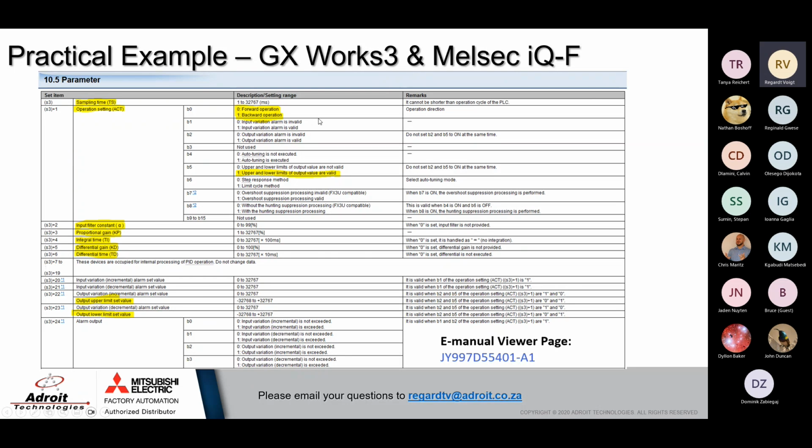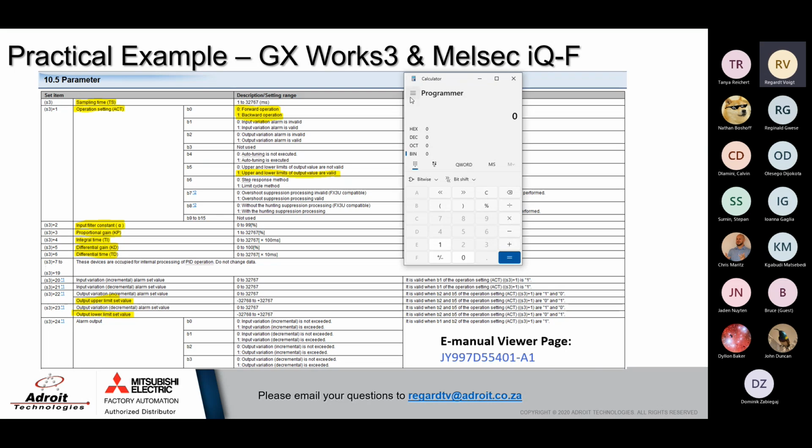We use hexadecimal conversion. So if we open a calculator here, and we select the programming calculator, we're going to put in bits, so it's binary. The first one will be on. Second one will be off. Third one off. Fourth one off. Fifth one off. Sixth one will be on. The rest will be off. So it will be 1 0 0 0 0 1.